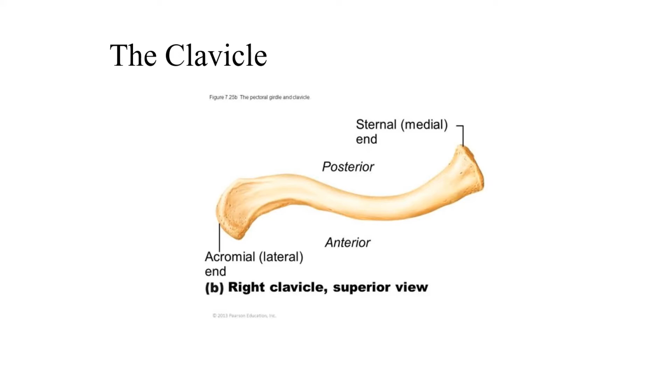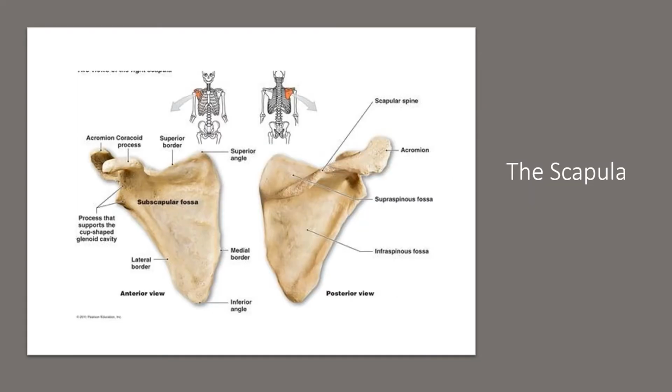But that's what you need to know: sternal end and acromial end, because they both make up the two joints, the sternoclavicular joint and the acromioclavicular joint. Okay. All right. So here, the scapula.